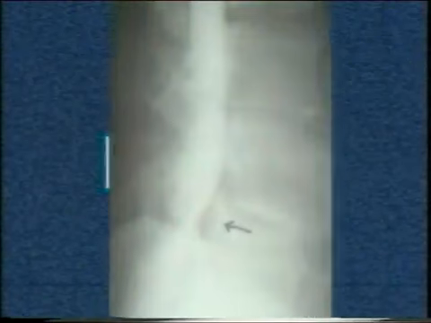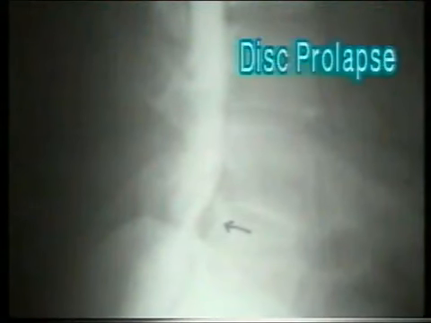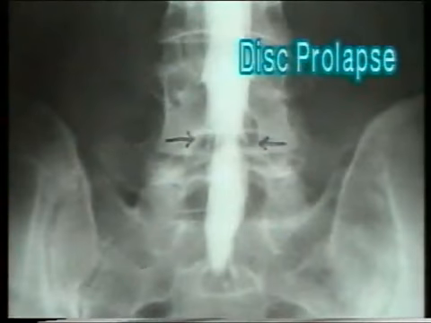Myelography or the contrast study of the spinal canal. This myelogram shows an indentation on the spinal canal at L4-5. This is a typical picture of intervertebral disc prolapse. In the AP view, there is a narrowing of the canal at the same point. This is L4-5 disc prolapse.